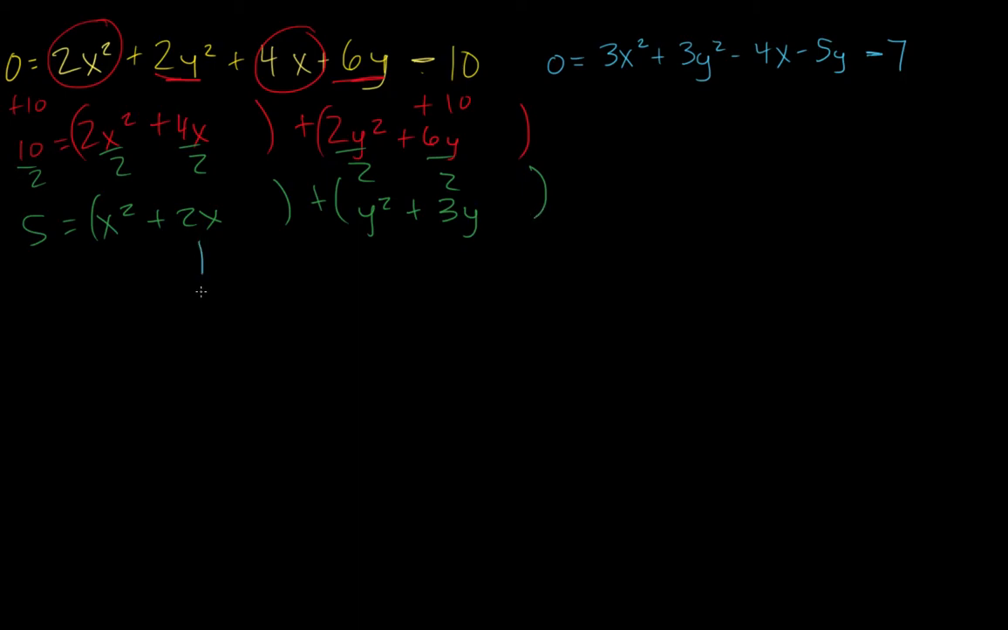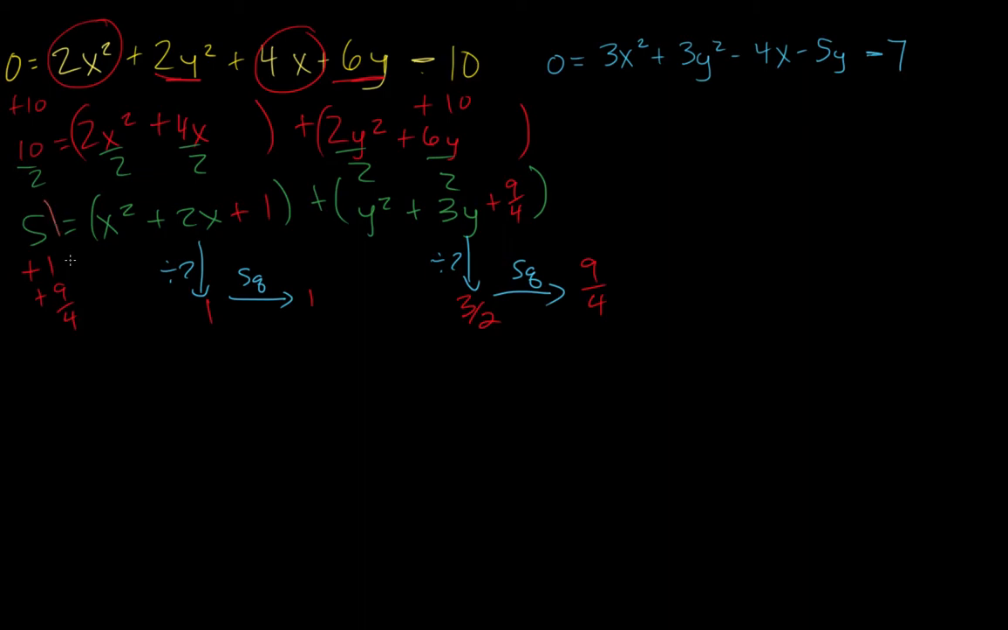Alright, now we need to do the L step on both of these. So we divide by 2 and then square, divide by 2 and then square. If we divide that by 2, it's just 1. 1 times 1 is 1. We add that to both sides. If we divide by 2, we get 3 halves. We square, we get 9 fourths. 3 times 3 is 9, 2 times 2 is 4. And then we add that to both sides.